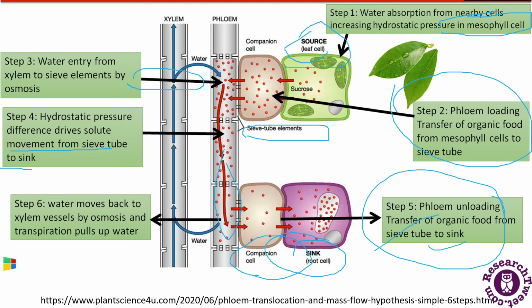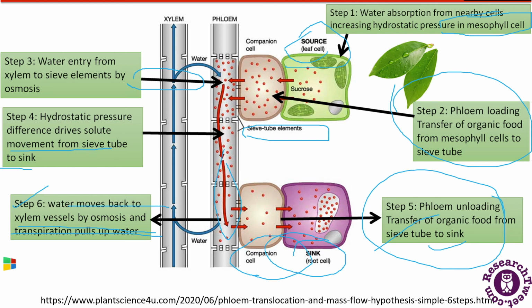This process is done. Then the last step, the 6th step, is that water moves back to the xylem vessels. Here the water was moving towards the sieve tubes by the process of osmosis, but in the last step, when the phloem unloading is done, the water moves back to the xylem vessels by osmosis, and transpiration pulls up the water. So the transpiration will pull up the water here.